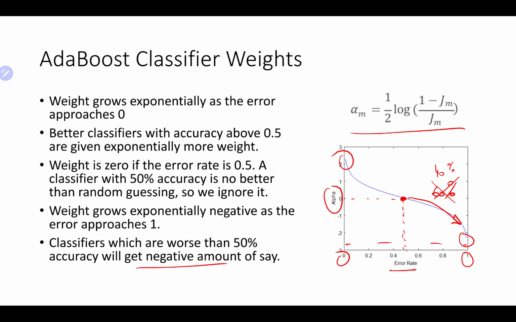But this blue line is just to show this calculation, how it behaves throughout the whole spectrum from 0 to 100% error rate. Okay. And another thing in practice, if this were to happen, the alpha value is set to 0, not a negative value, but set to 0.